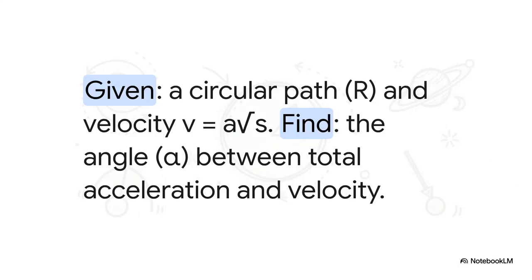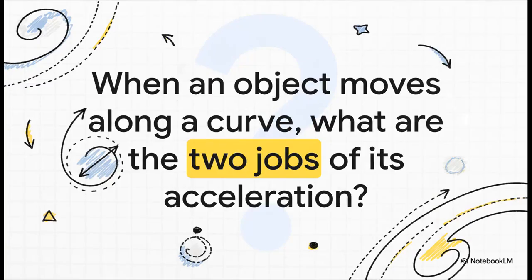So let's lay out the game plan. We've got our givens, a circular path, radius r, pretty simple, and we have this specific velocity function, v equals a root s. This means the farther the particle goes, the faster it gets. And our goal, to find, is that angle alpha between the total acceleration and the velocity, all as a function of the distance s. Now, before we just dive into the math, let's take a step back and think about the physics. Whenever something moves on a curved path, its acceleration is basically multitasking. It's got two distinct jobs to do. Any idea what they are?